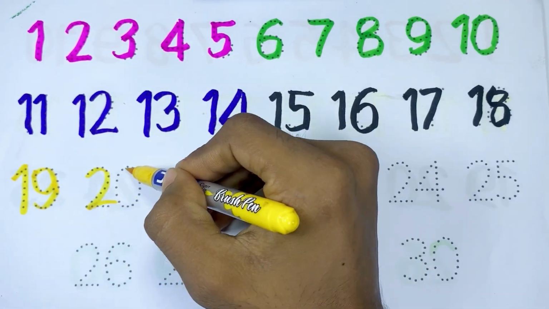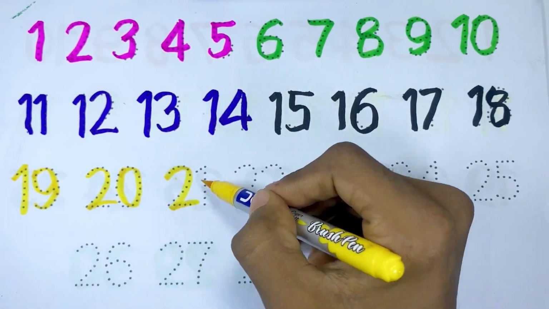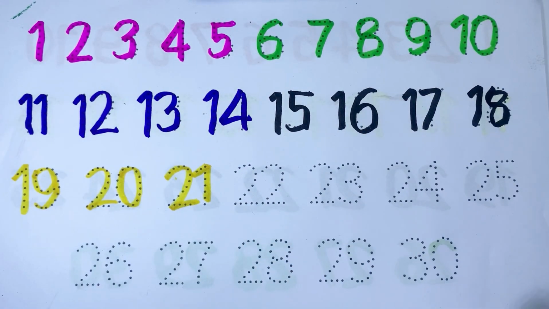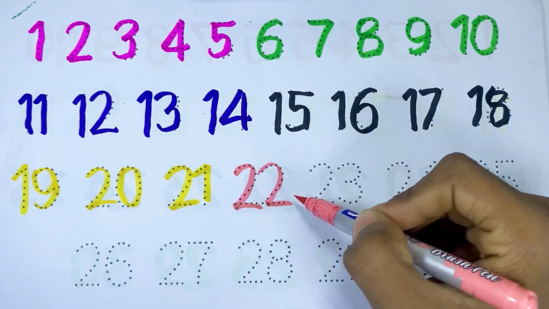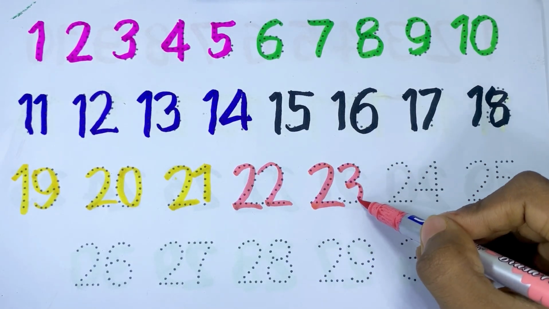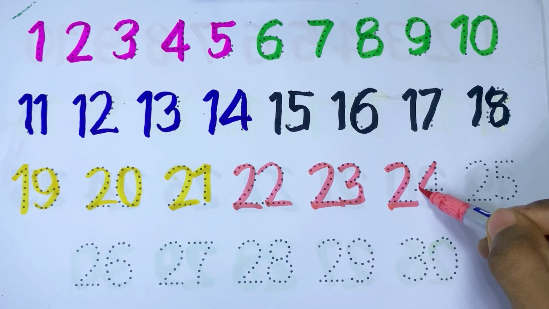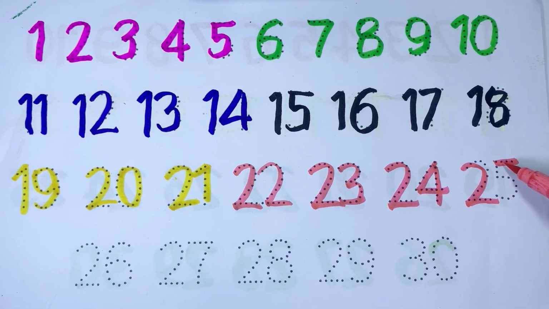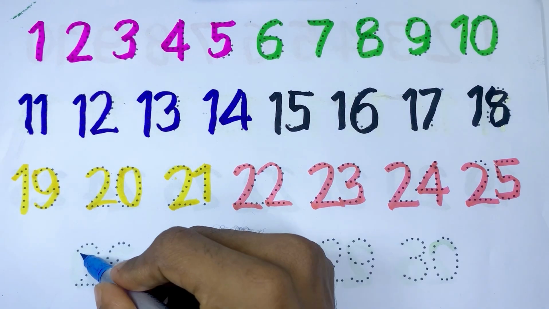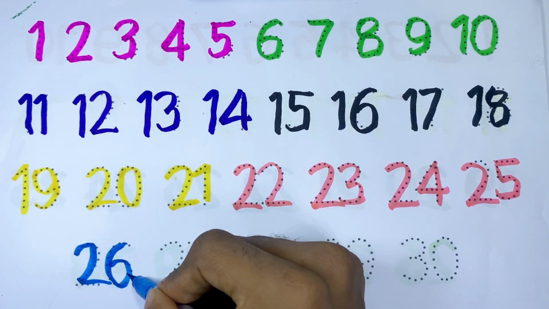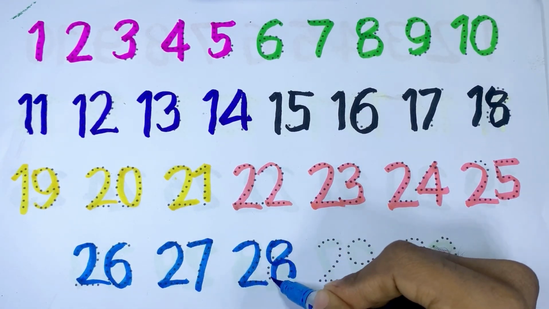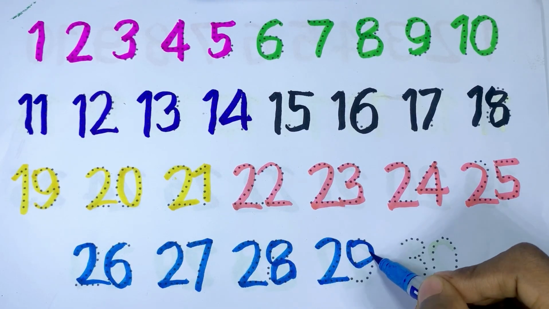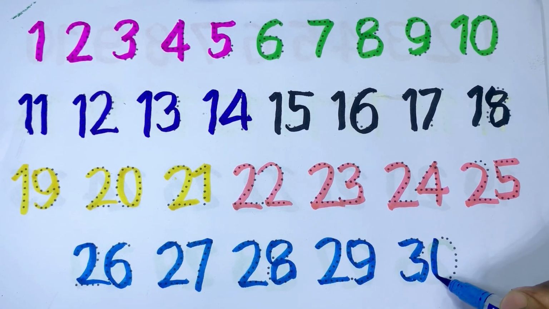19, 20, 21. Now you draw 22. 22, 23, 24, 25. Now you draw 26. 26, 27, 28, 29. Last you draw 30.